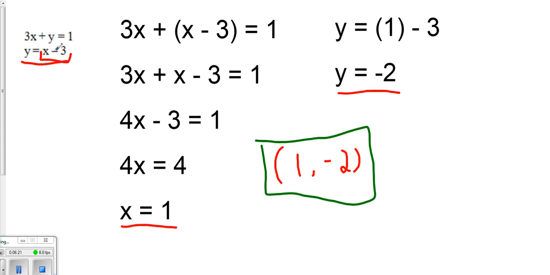So that's true. Let's try the same thing down here. Instead of y, we say negative 2 equals 1 instead of x minus 3. Well, 1 minus 3 is negative 2. So this one is true. So in both of these equations, this spot where x is 1 and y is negative 2, this is true for both of these equations. So this is what we would call the solution.